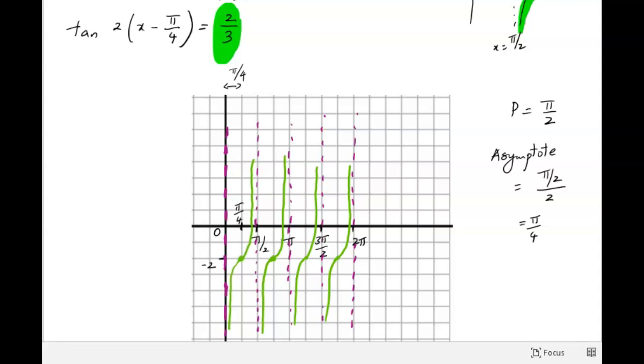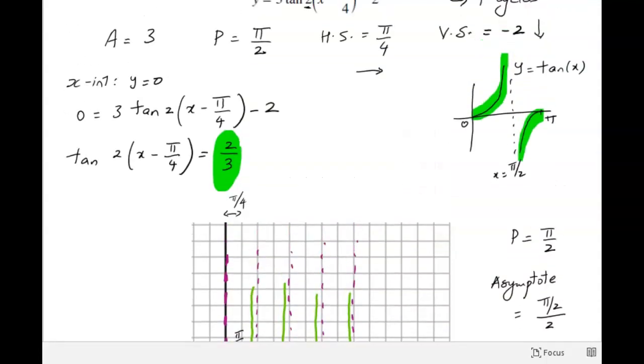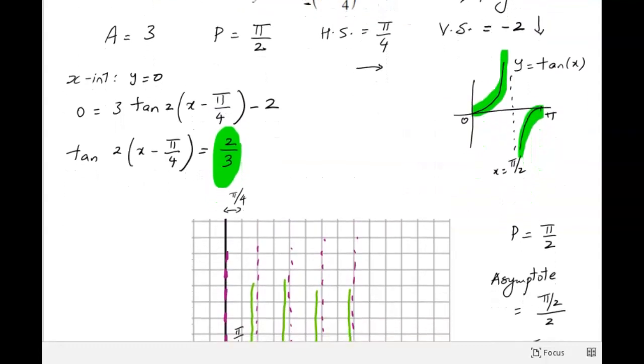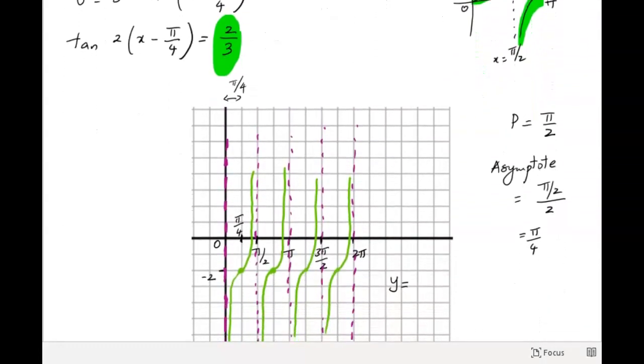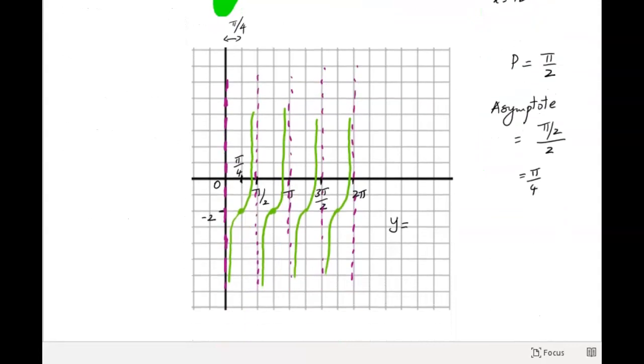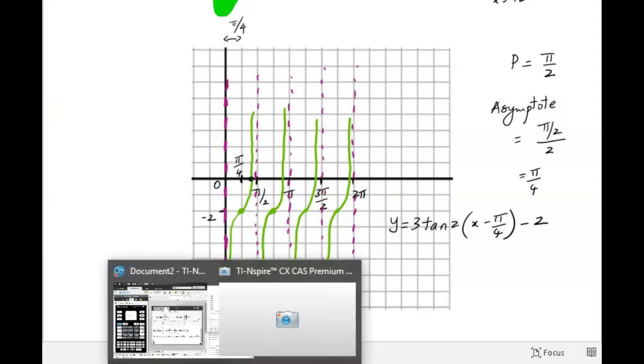So what I've done here is I've basically sketched my function. What is the function again? Sorry, 3 tan 2 brackets x minus pi on 4 take away 2. Now if you want, obviously we have worked out our x-intercepts using the CAS calculator, so you can actually mark these x-intercepts in your graph the way it is.